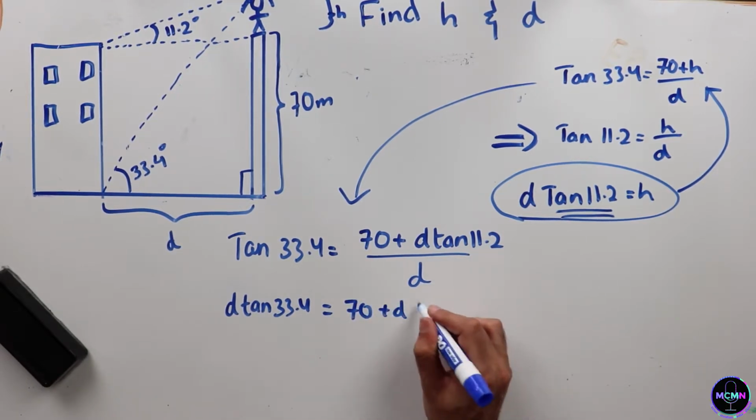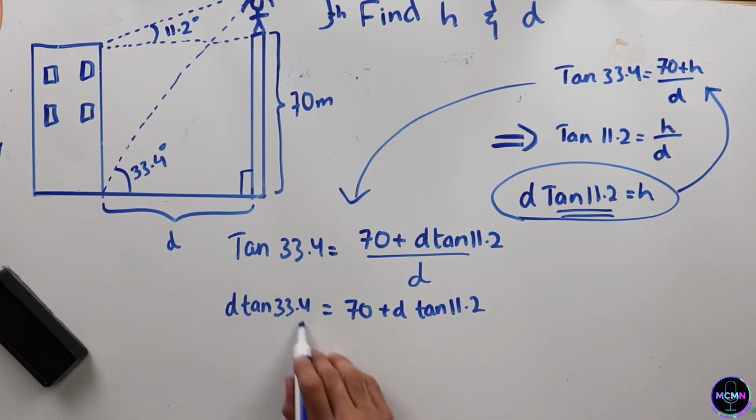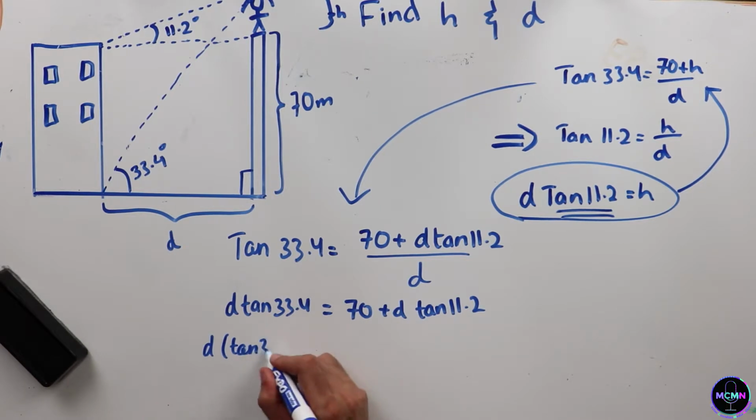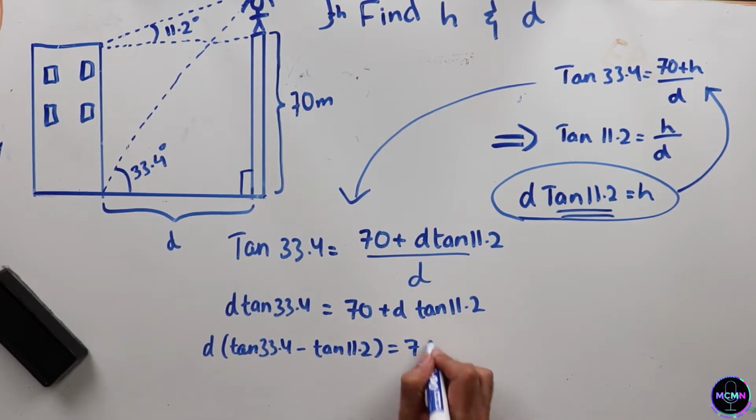Take this d to the other side as well, so now I have d times tan of 33.4 minus tan of 11.2 equals 70. It looks simpler and simpler the further we go. That's why math isn't as intimidating as most people make of it.